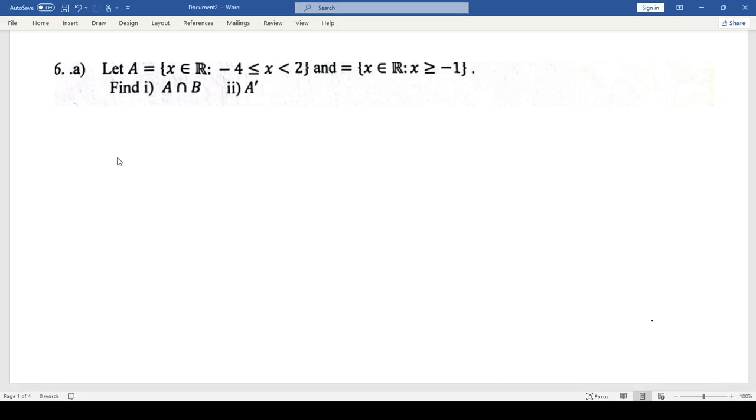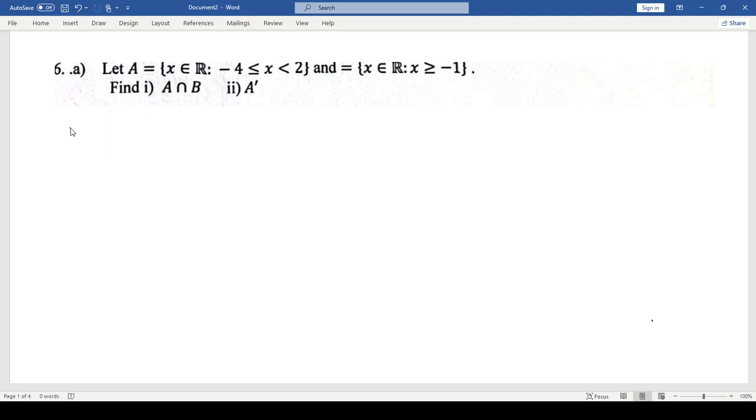So we have a question here that says let A be this set that we have here, and probably this is supposed to be B, the set that we have there. Then we're supposed to find A intersection B and A complement there. So first things first, we're going to list the given sets that we have here.